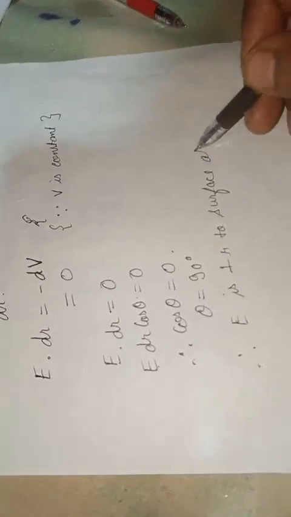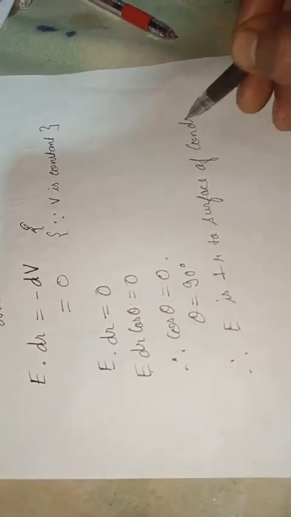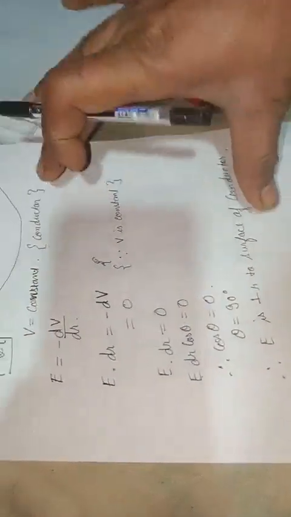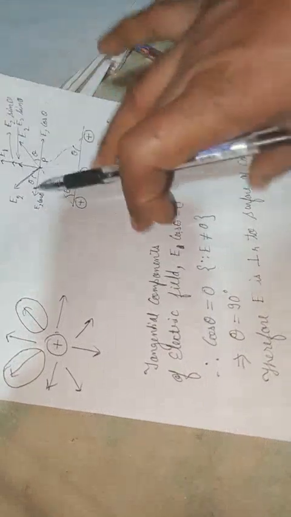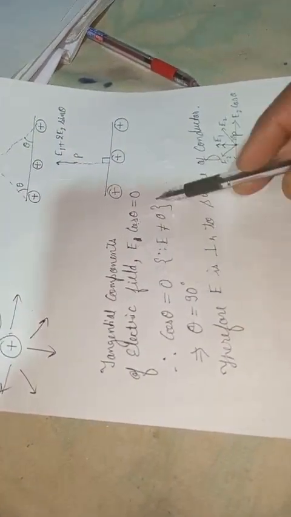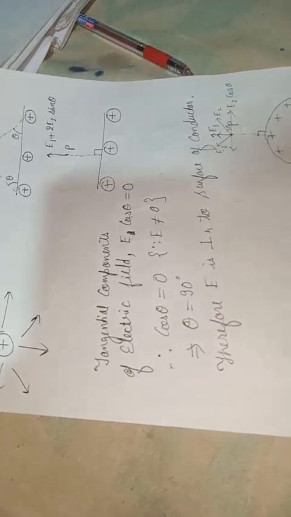So in examination you can give the answer either in this way or in this way. You have to write the tangential component E cos theta equal to 0, then theta equal to 90 degree, or you can solve it like that.